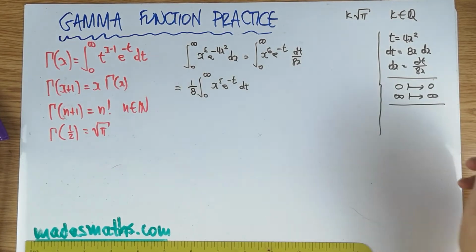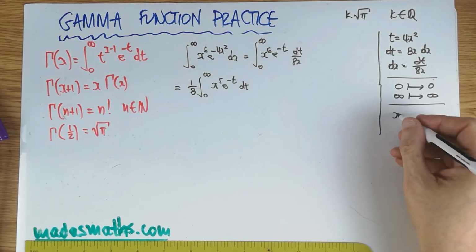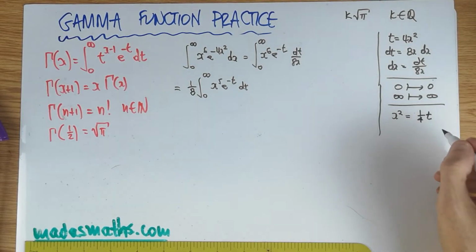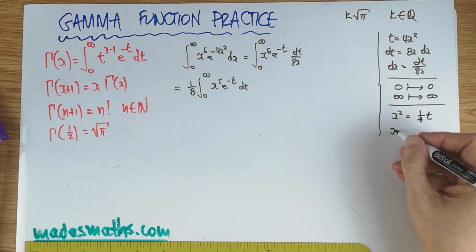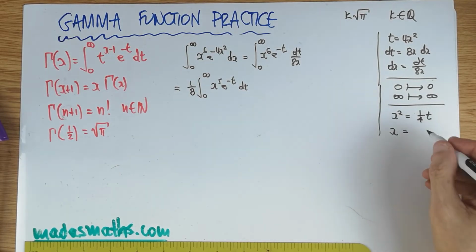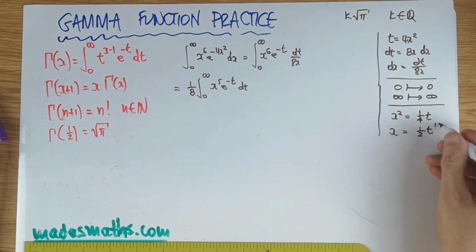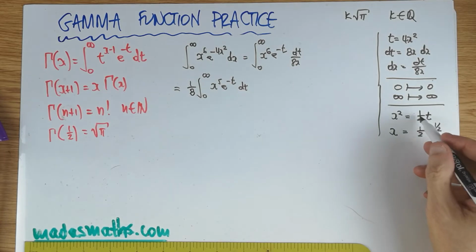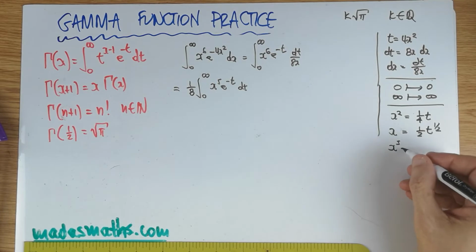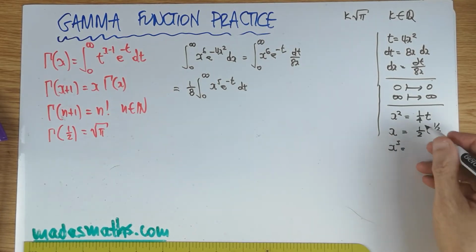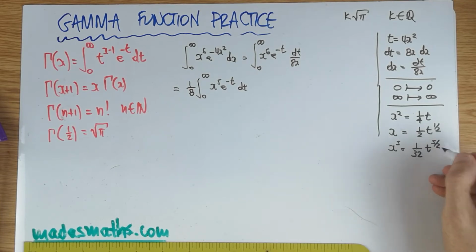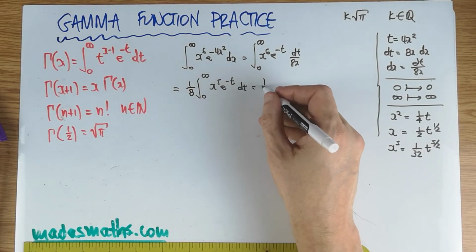So I want to go back and say, x squared, looking at this line here, is a quarter of t. Let's do it in steps. x is of course the positive square root of that. So the square root of a quarter is a half, t to the half, and then x to the 5 is that to the power of 5, which is 1 over 32, t to the 5 over 2. So this will now transform to 1/8.